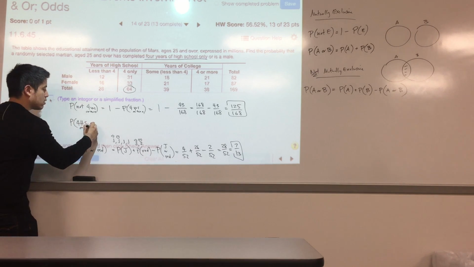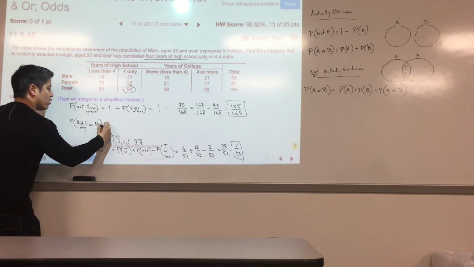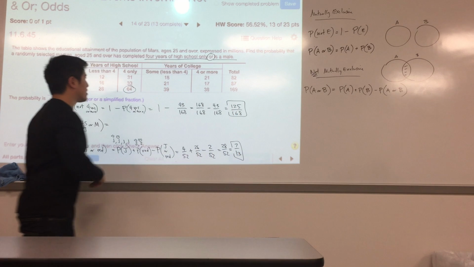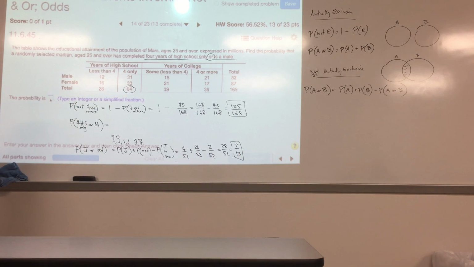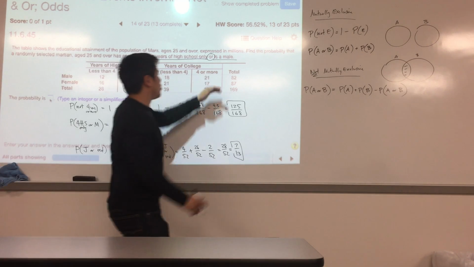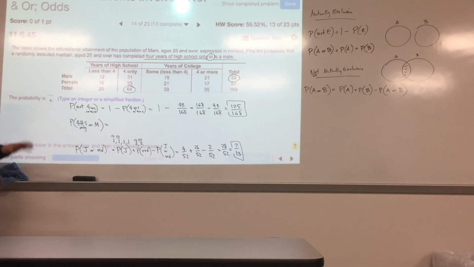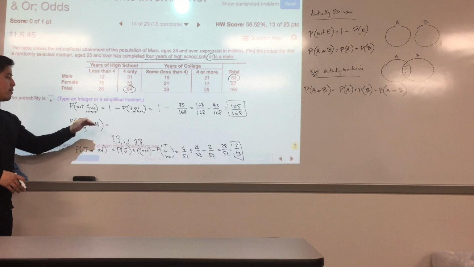Or is a male. That's the other piece. Where's that? Male is what number out of the males? The 82, because it doesn't say anything else. They're totally separate right now. We need to decide in a moment whether they have overlap. But for now, high school only, male.